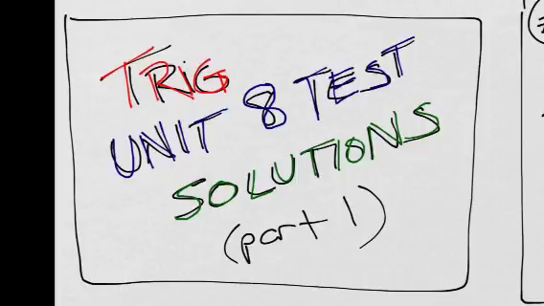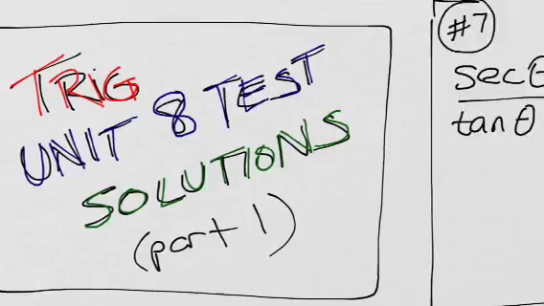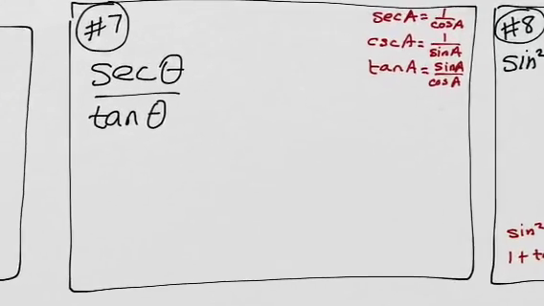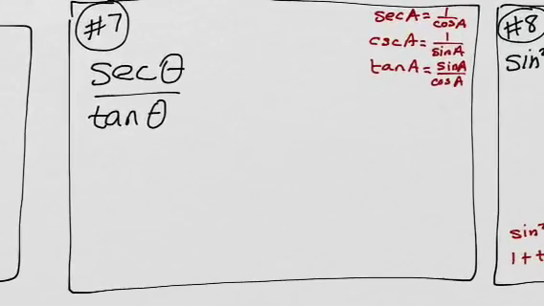We're going to go over the Unit 8 test that you guys finished last week and just walk you through some of the solutions. So we'll start with this first question here from part 2, question number 7, secant of theta over the tangent of theta. And I have in the corner here the bits that I'm going to use for this one.